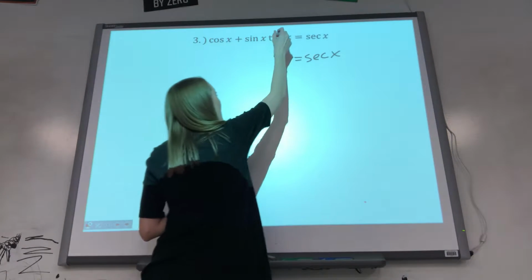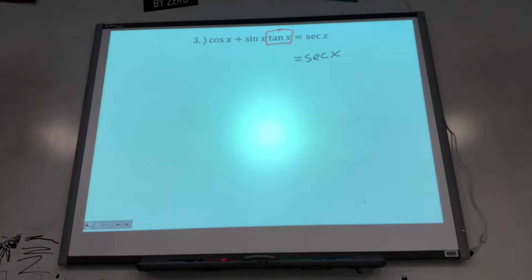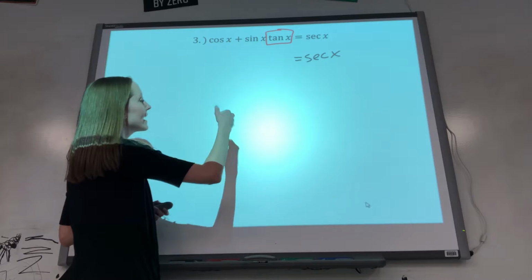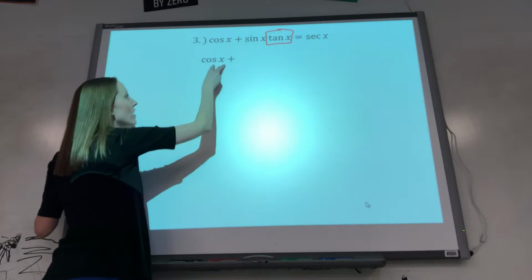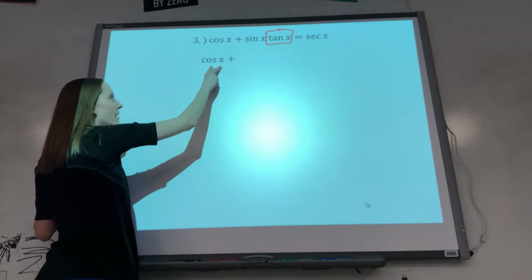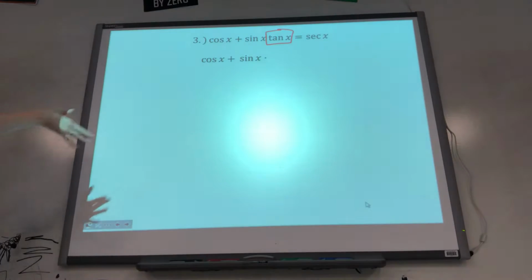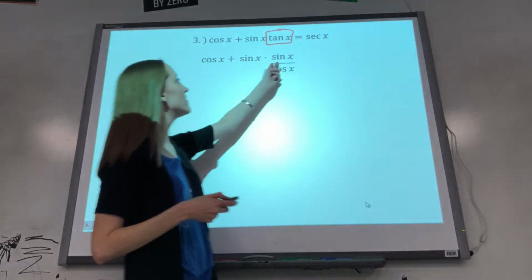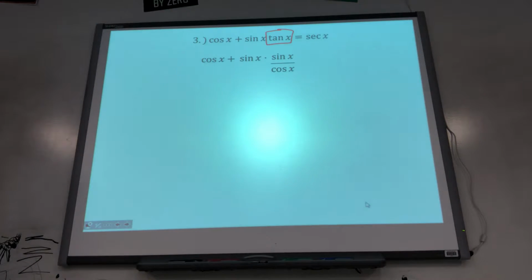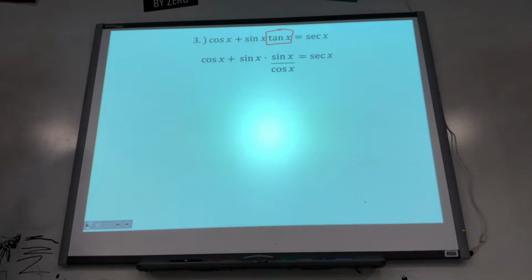Quotient identity. I like the way you think. Tangent of x is the same as sine of x over cosine of x. So I'm going to leave this cosine of x plus. I'm going to leave the sine of x alone. But I'm rewriting tangent of x as sine of x over cosine of x. Right-hand side is still there.